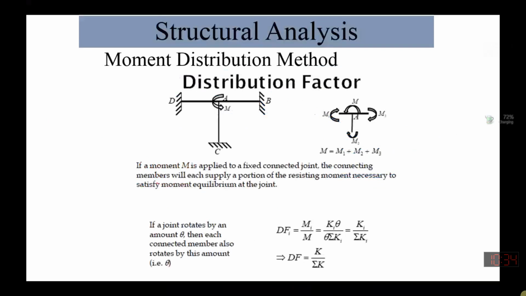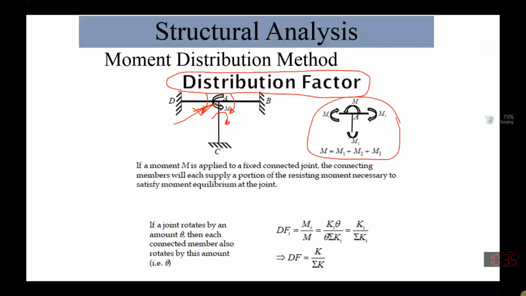This is a very important term with respect to the moment distribution method. What is this? Let's say we start with this moment applied at point A over here. This moment will for sure be resisted by the moment generated on this member, the moment resisted by this member, and the moment resisted by this member as well. So the total M will be the sum of these three M's. In the schematic diagram on the right side, this total M is equal to the sum of the individual moments generated on these three members.